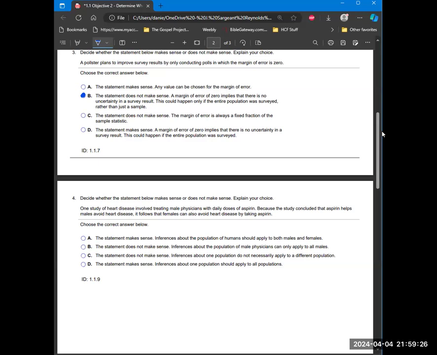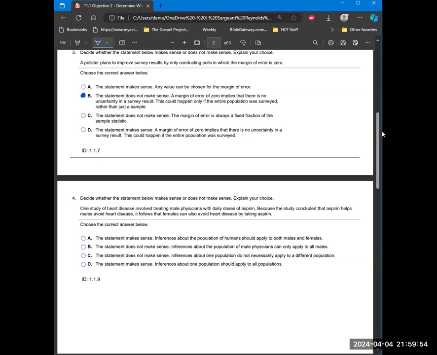Again, decide whether the statement below makes sense or does not make sense and explain your choice. One study of heart disease involved treating male physicians with daily doses of aspirin because the study concluded that aspirin helps males avoid heart disease. It follows that females can also avoid heart disease by taking aspirin. No, that statement does not make sense.